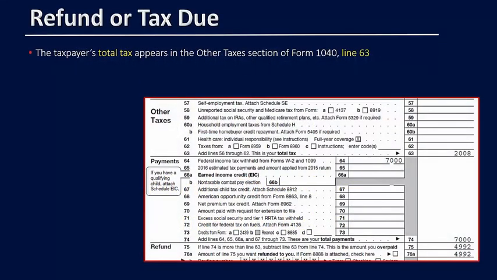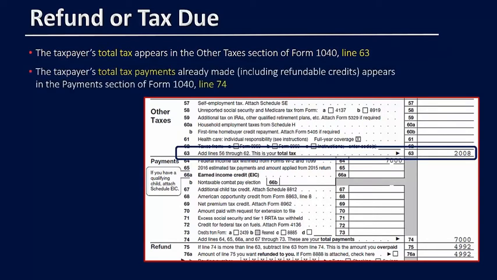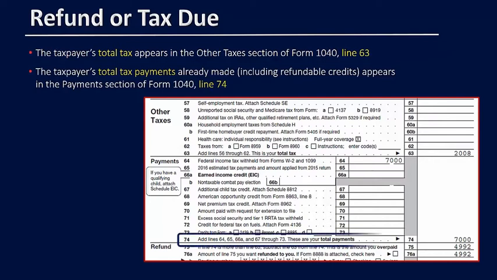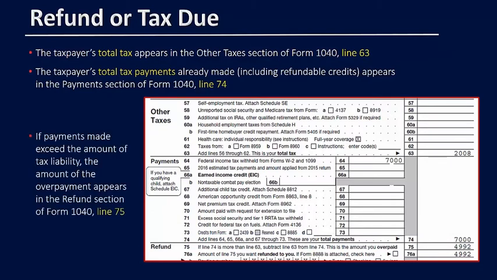The taxpayer's total tax appears in the Other Taxes section of the Form 1040 on line 63. The taxpayer's total tax payments already made, including any refundable credits, appear in the Payments section of Form 1040, line 74. If payments made exceed the amount of tax liability, then the amount of the overpayment appears in the Refund section of Form 1040 on line 75.